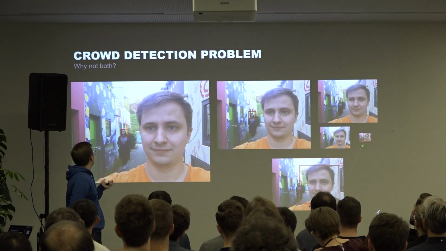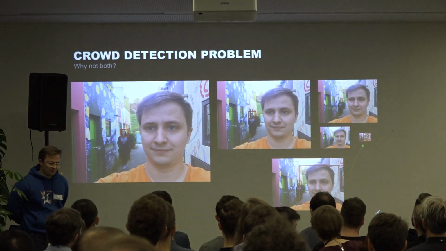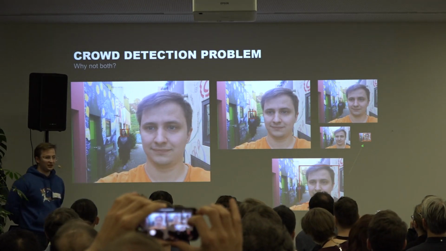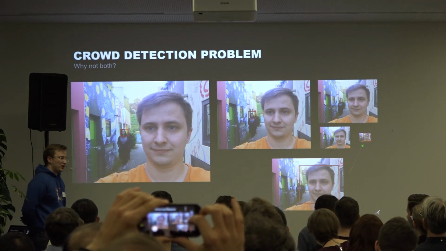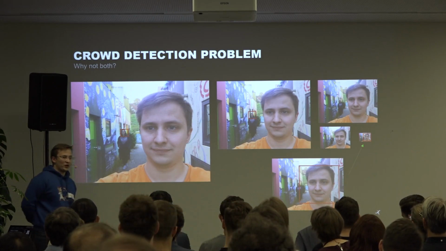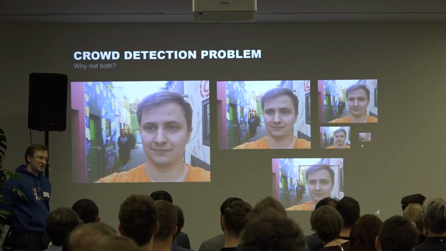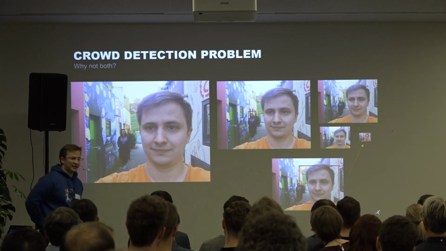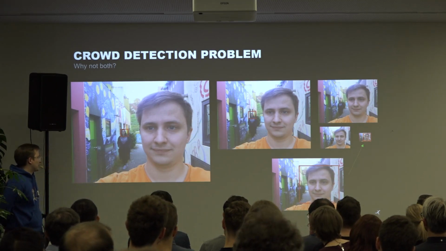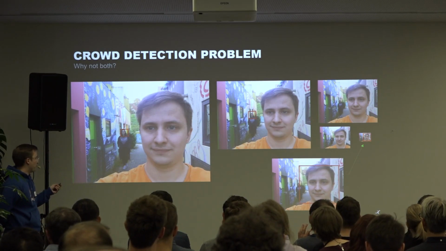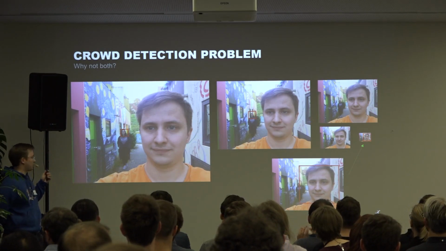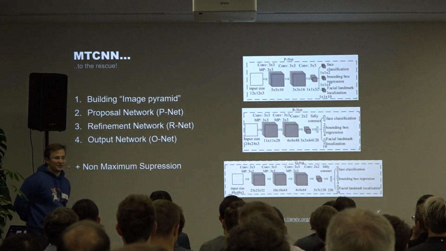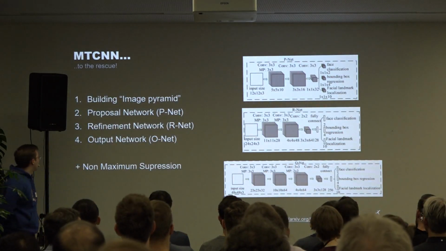But why can't we use both? So the main idea of the algorithm that I used is a pyramidal image approach. We use the original picture, then we reshape it to a smaller one and use it again. Then we reshape it to an even smaller one and we use it again and again and again, and we use a lot of these pictures that can find both a small face and a big face. And one of the algorithms that uses this approach is MTCNN.